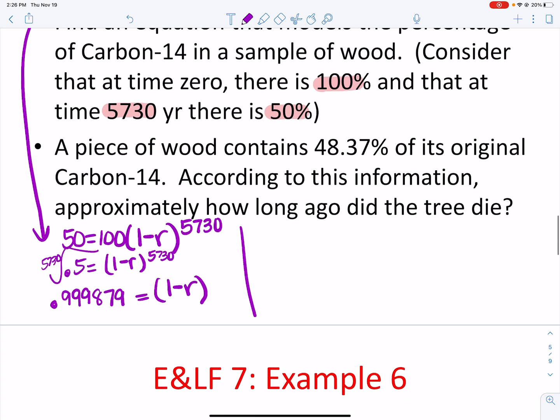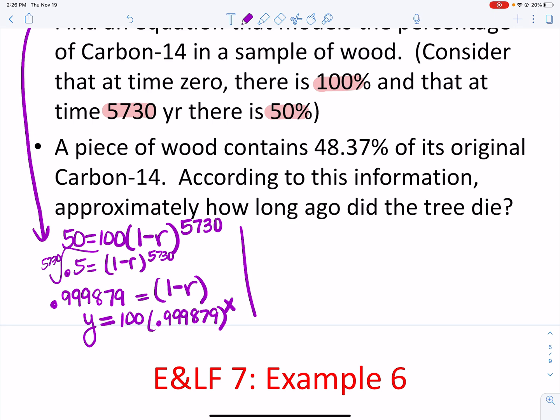So it wants me to write an equation, so I'm going to say y equals 100 times 0.999879 to the x, okay? And I know I told you guys to round it 4 places, but since this is such a tiny decimal, I would probably round it 6. Okay, then on the next thing, I'm going to show you that here in a second.